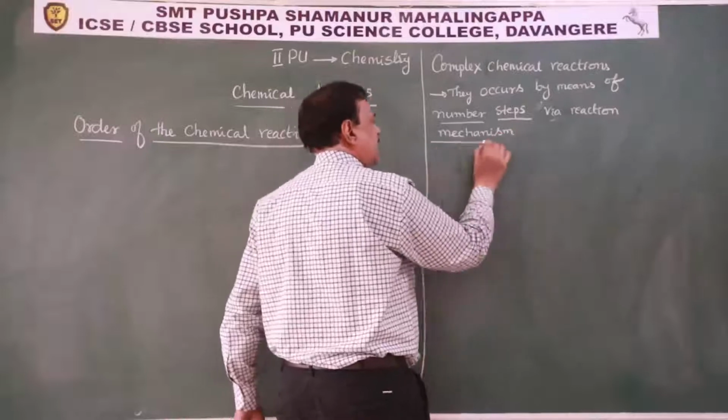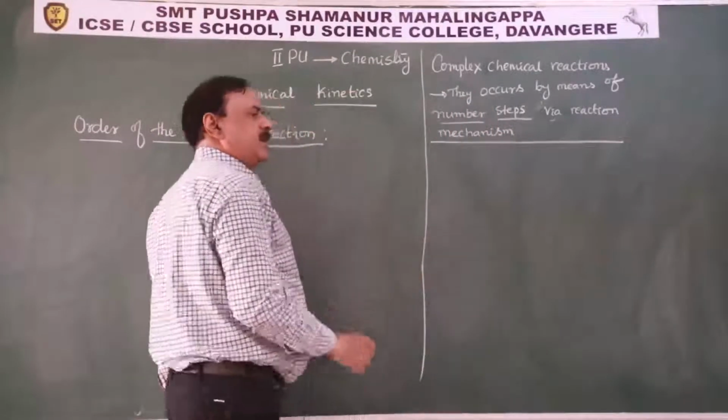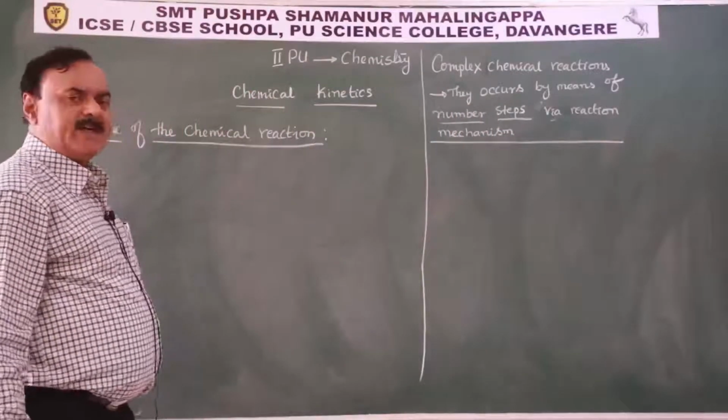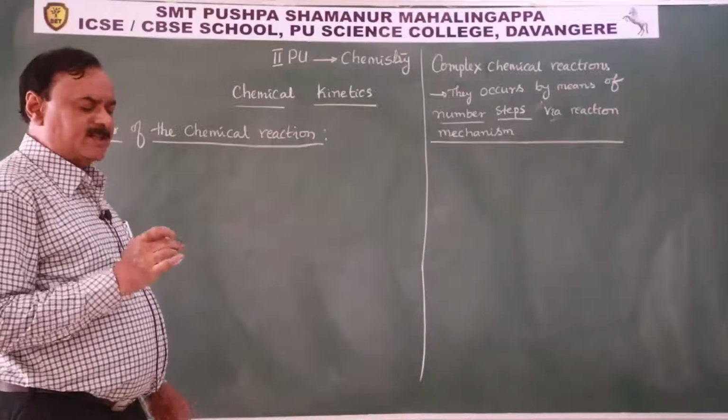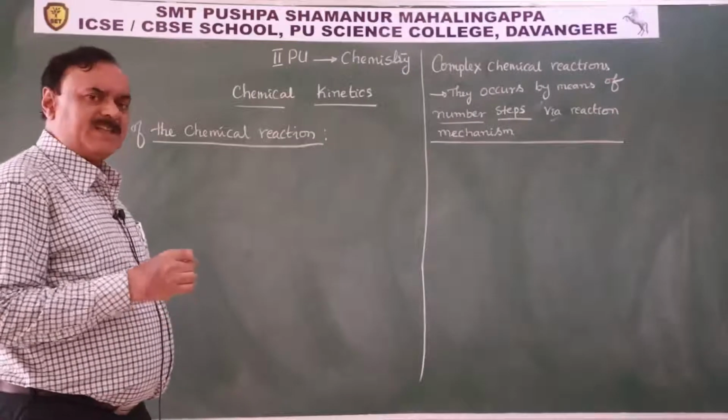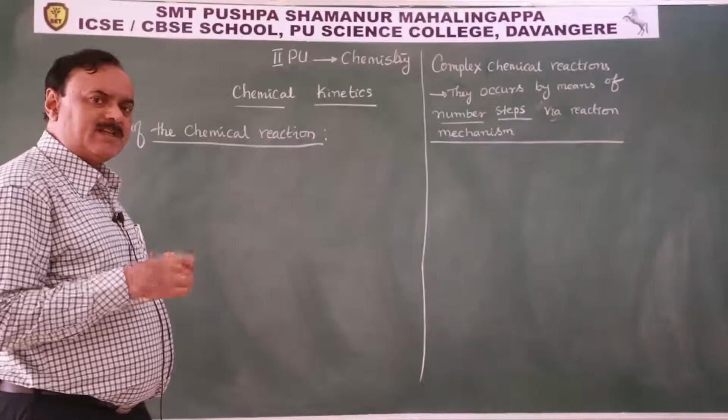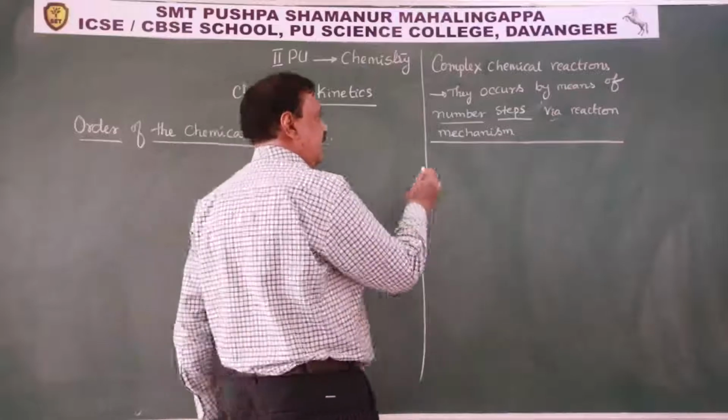What is the reaction mechanism? A chemical reaction proceeds by the formation of the various reaction intermediates and conversion of these reaction intermediates into the final product or products is called reaction mechanism.